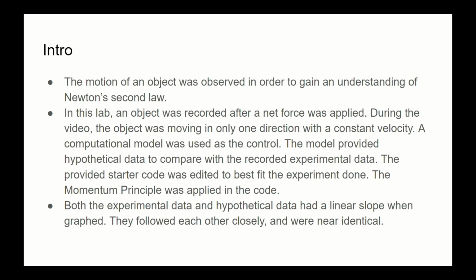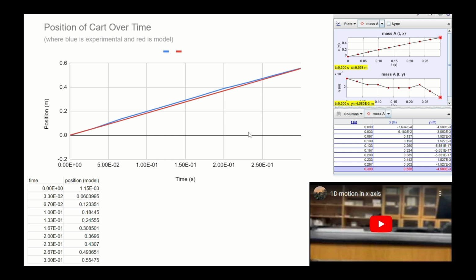A computational model was used as a control, and this model provided hypothetical data to compare with the recorded experimental data. The provided starter code was edited to best fit the conditions, and the momentum principle was applied in this code. Both the experimental data and hypothetical data had a linear slope when graphed, and they followed each other very closely. On this slide, we have a graph of experimental versus model, where experimental is blue and model is red.